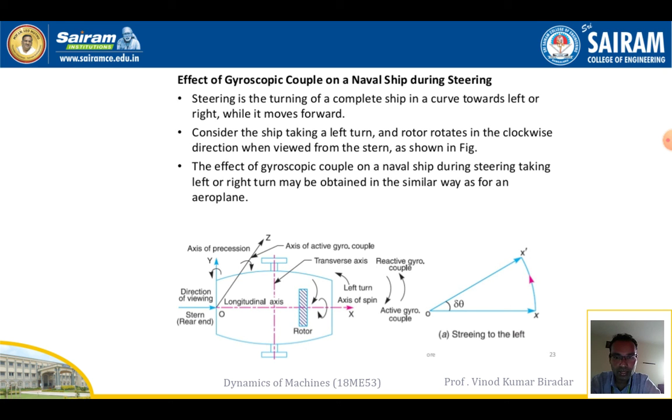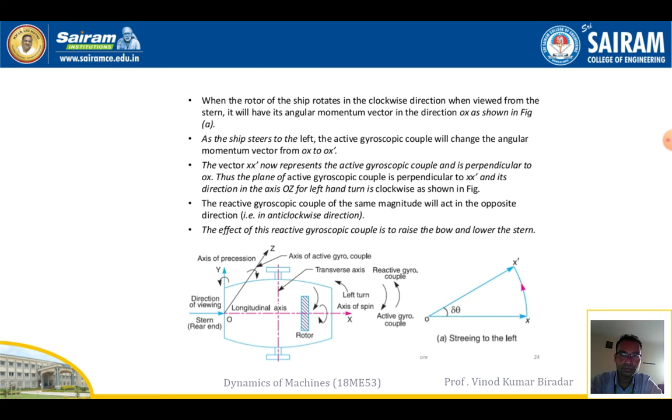Okay, so this is the block diagram of this. Here when turning the ship, there are some axes that exist. The center portion is called the longitudinal axis, a rotor will be there, and the axis of the reactive gyroscope couple when it is going to turn, when it is coming back, is called the reactive gyroscope couple. Here the transverse axis will exist. Okay, so this 0 to x is the angular momentum and once you turn, x to x dash is called the active gyroscope couple and turning x dash to x is called the reactive gyroscope couple with an angle of d theta.